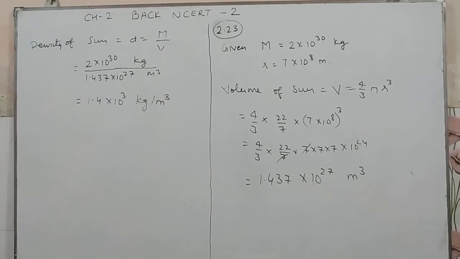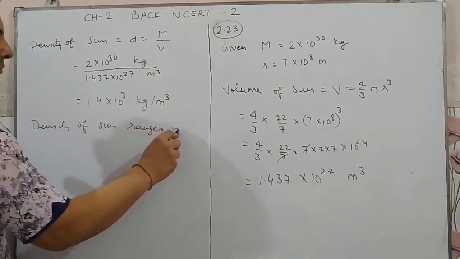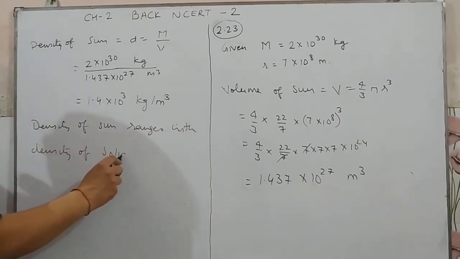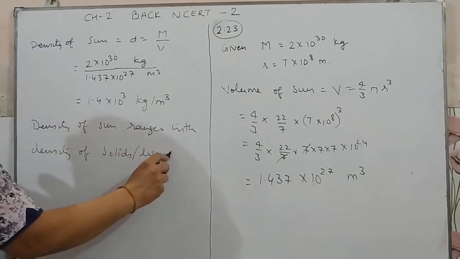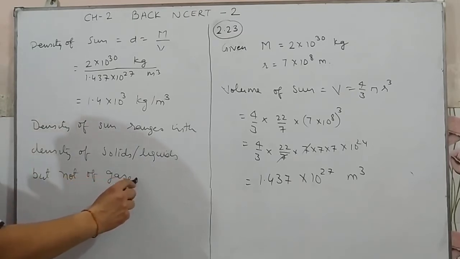Now you can see this density is quite high, and we can say from the result that the mass density of the Sun in this case is in the range of solids or liquids, but not in the range of gases. So the density of the Sun is comparable to the density of solids or liquids, but not of gases. This is the answer.